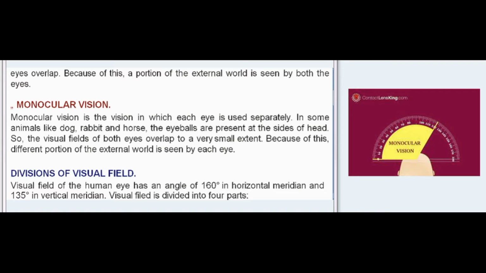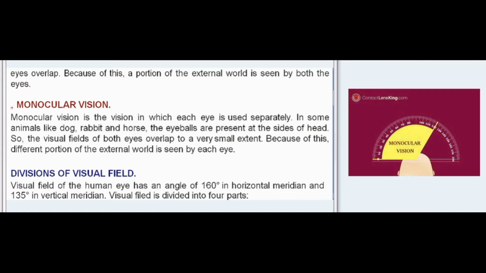Monocular vision. Monocular vision is the vision in which each eye is used separately. In some animals like dog, rabbit, and horse, the eyeballs are present at the sides of head. So, the visual fields of both eyes overlap to a very small extent. Because of this, different portion of the external world is seen by each eye.